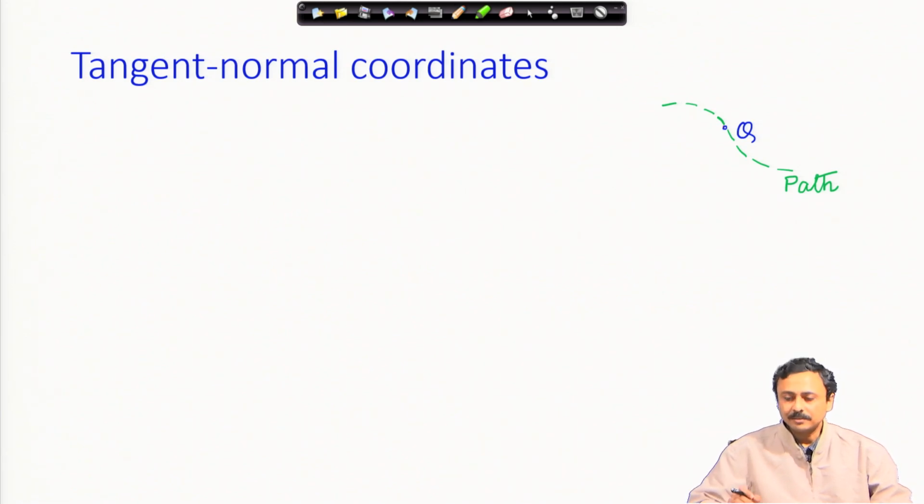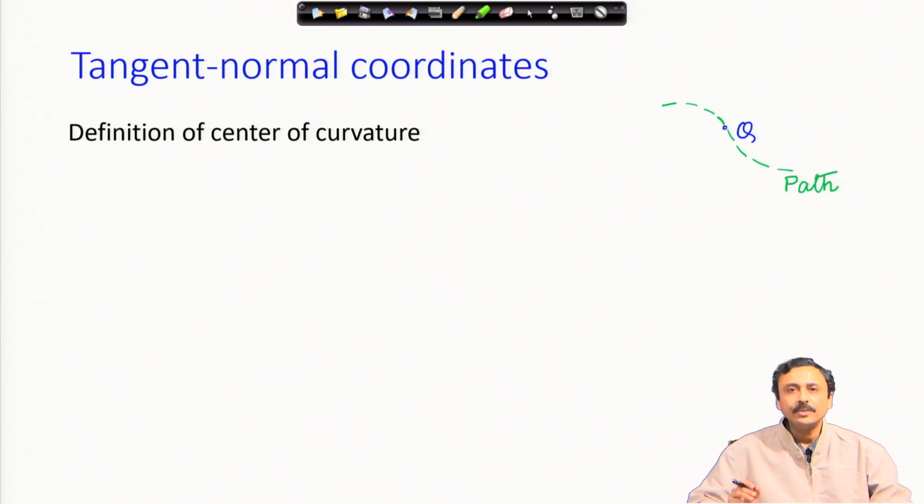Now, I can define the center of curvature of this path at any point. How do I define the center of curvature? You know that three infinitesimally separated points I can consider on this path, and 3 points uniquely define a circle, and the center of the circle defines the center of curvature of the path at that point where I have taken these 3 infinitesimally separated points.